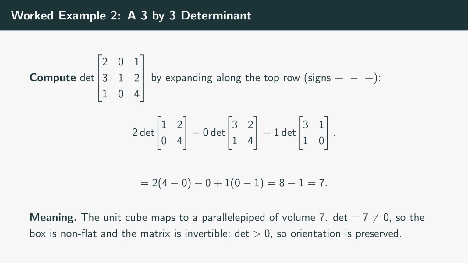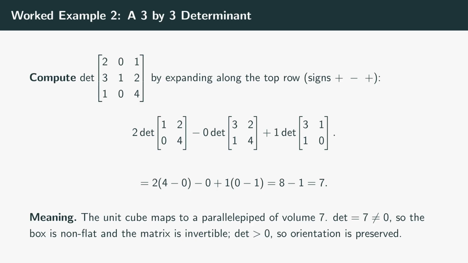Now, a 3x3. Take the matrix with rows 2, 0, 1, then 3, 1, 2, then 1, 0, 4. We expand along the top row using the checkerboard signs plus, minus, plus. The first entry is 2, multiplied by the determinant of the little 2x2 you get by deleting its row and column. That block is 1, 2 over 0, 4, with determinant 1 times 4 minus 2 times 0, which is 4. So the first term is 2 times 4, 8. The second entry on top is 0, so its whole term vanishes. A nice reason to expand along a row with zeros.